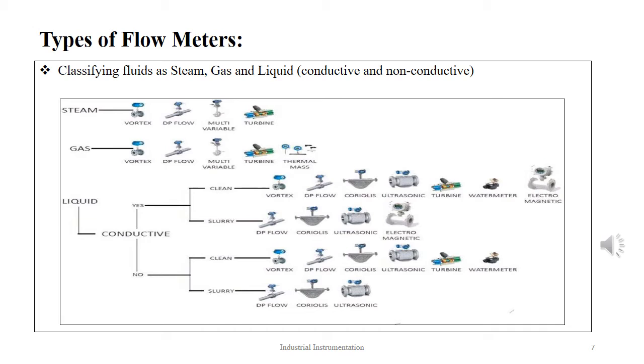Flow meters can be characterized in a plethora of ways. Here we see that flow meters are characterized based on whether the flow measurement is of steam or of gas or of liquid. For steam flow measurement, we use vortex, dP flow meters, multivariable flow meters, and turbine flow meters. If we are dealing with gas flow, we normally resort to vortex, DP flow meter, multivariable flow meter, turbine flow meter, which is similar to that of steam, and in addition we have thermal mass flow meters.